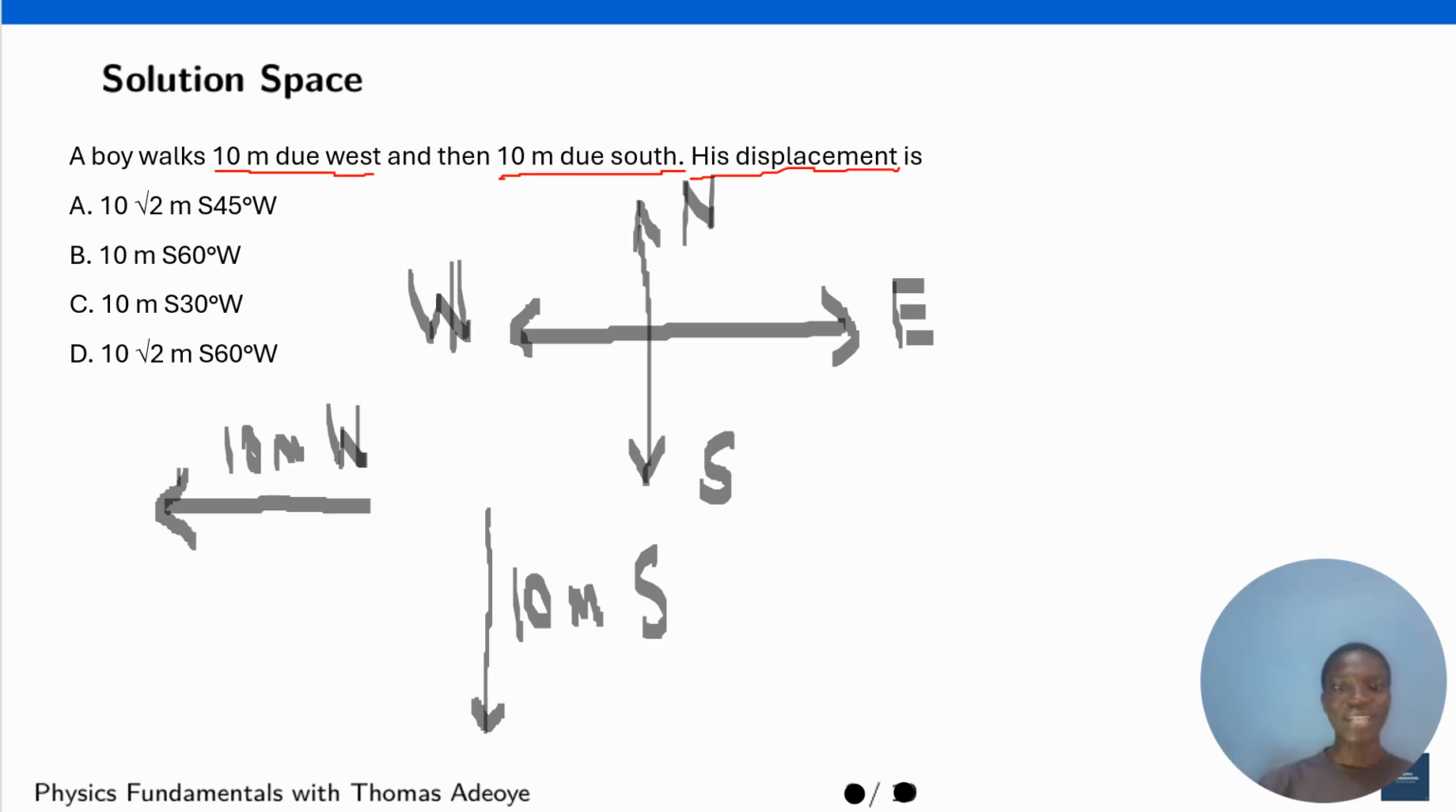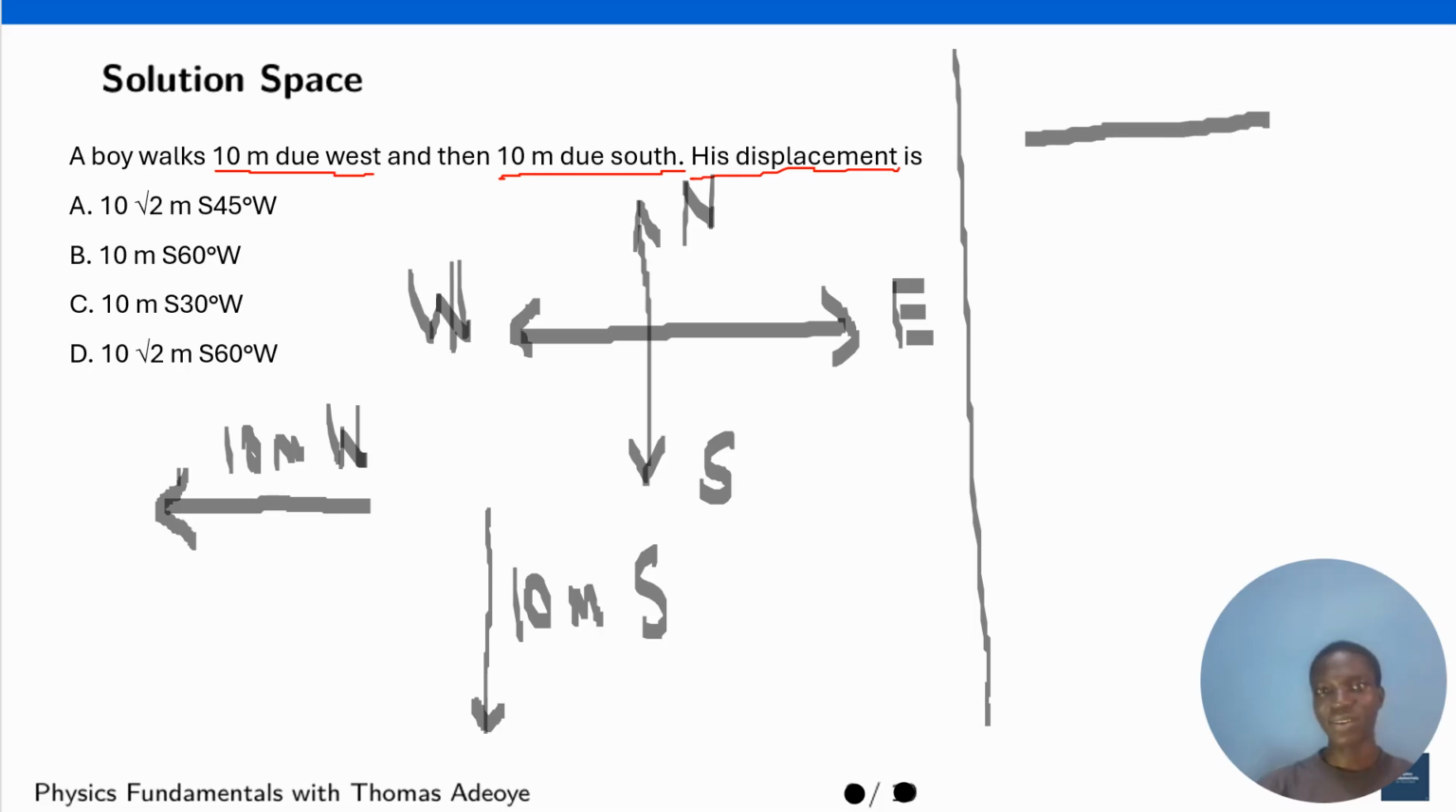If I do that, I'm going to have something like this coming. Let's draw a diagram here. So this is the first vector 10 meter due west, and this is another vector, 10 meter south. Now the tail of the first one has been placed on the tail of the second one, and now we have this. So we have 10, we have 10.